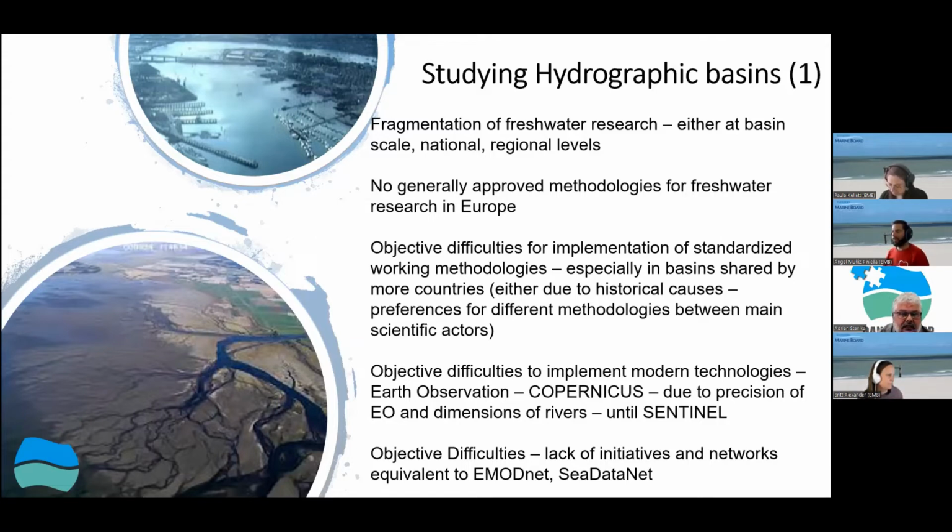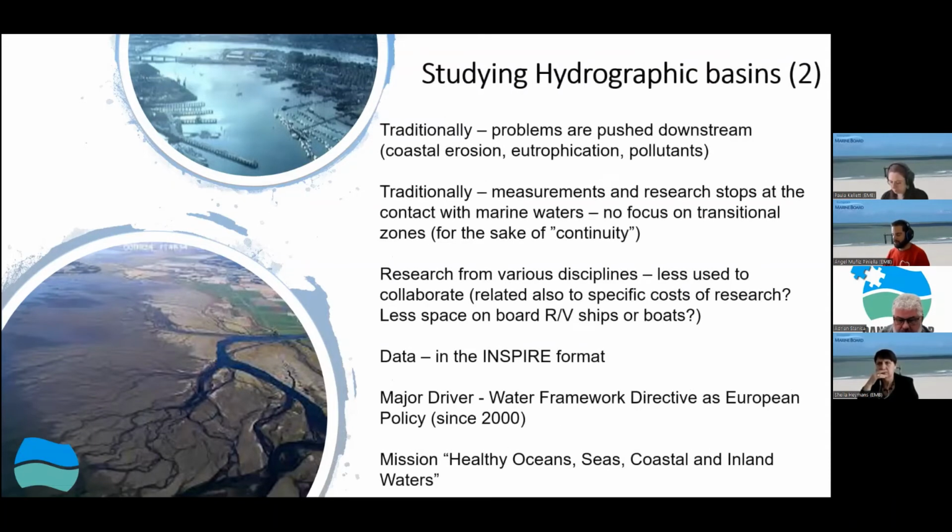There is also a difficulty to implement some modern technologies that supported marine research very much, such as the Copernicus program. You need to look at the precision of Earth observation and the dimensions of rivers. And until the Sentinel missions, it was quite impossible, or quite difficult or restrained, to use remote sensing techniques in the study of freshwater, in comparison with the larger amount of applications that could be used in marine research. Then there are the objective difficulties related to the lack of coherent initiatives and networks equivalent to EMODnet and CDataNet, which have been so important for the European marine community.